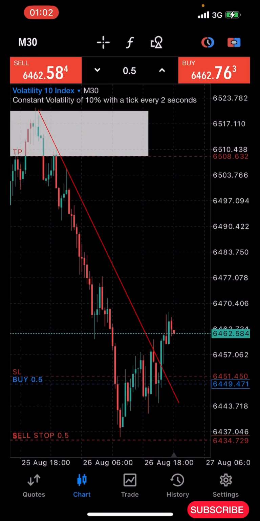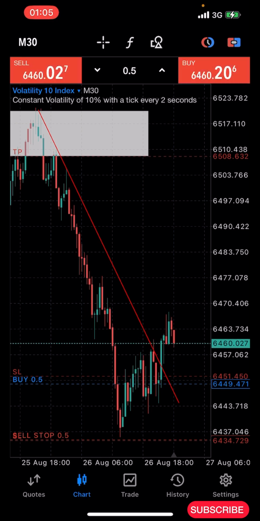All right, as you can see, the trade is currently in profit. I took the buy entry around this side, just like you can see in the video.